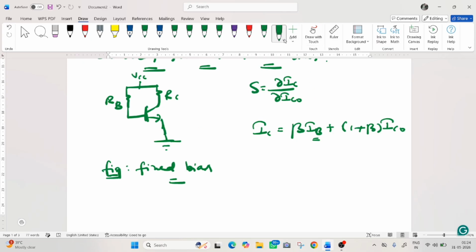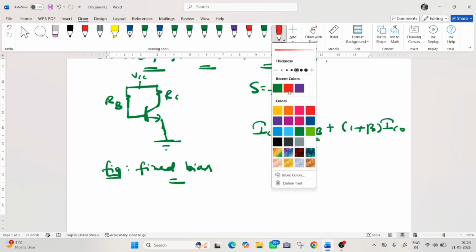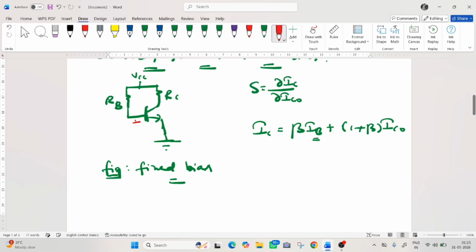Now let us try applying a KVL here. Here, if you see, the voltage is VBE, and then what is the current here? The current is IB. So let me try to apply KVL at this outer loop. KVL at the outer loop. Then what will it become here?